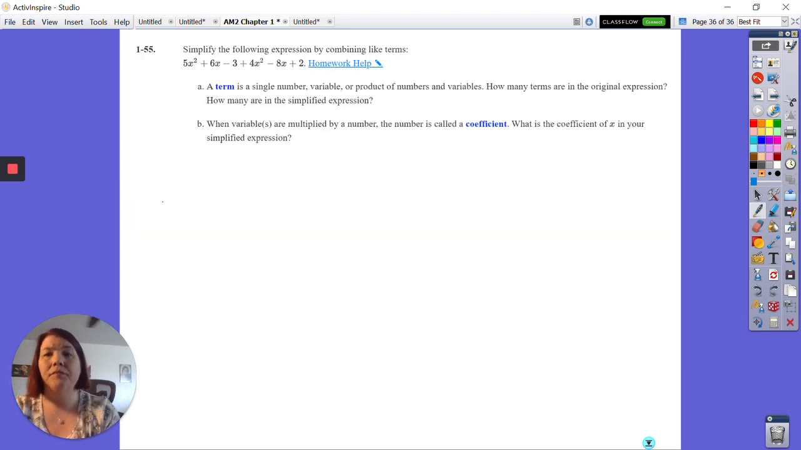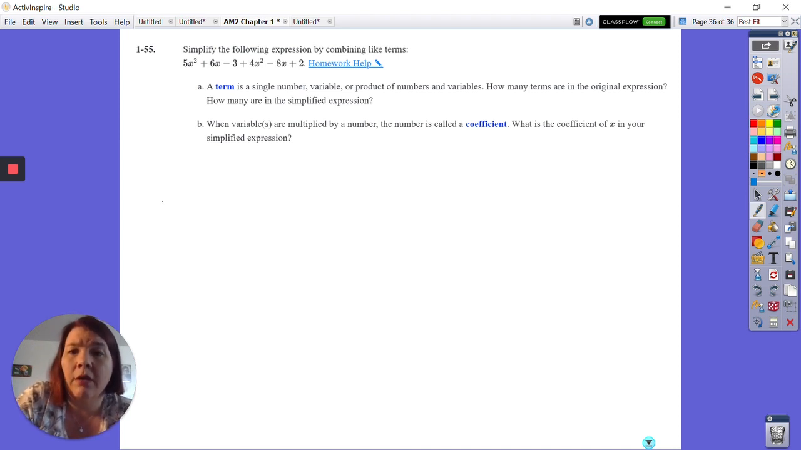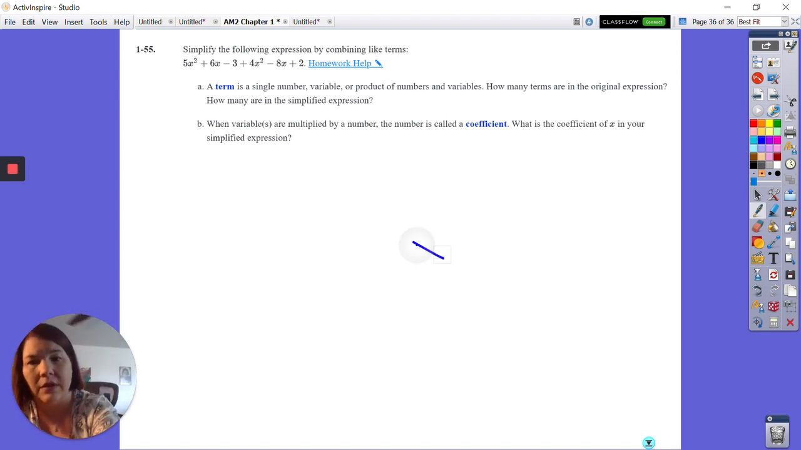All right. Simplify the following expression by combining like terms. A term is a single number, variable, or product of numbers and variables. How many terms are in the original expression? How many terms are in the simplified expression? So that idea of how many terms are in the original, how many will be in the end. For example, right now there are 6 terms. And after I've combined the ones that are alike, now let's talk about this.